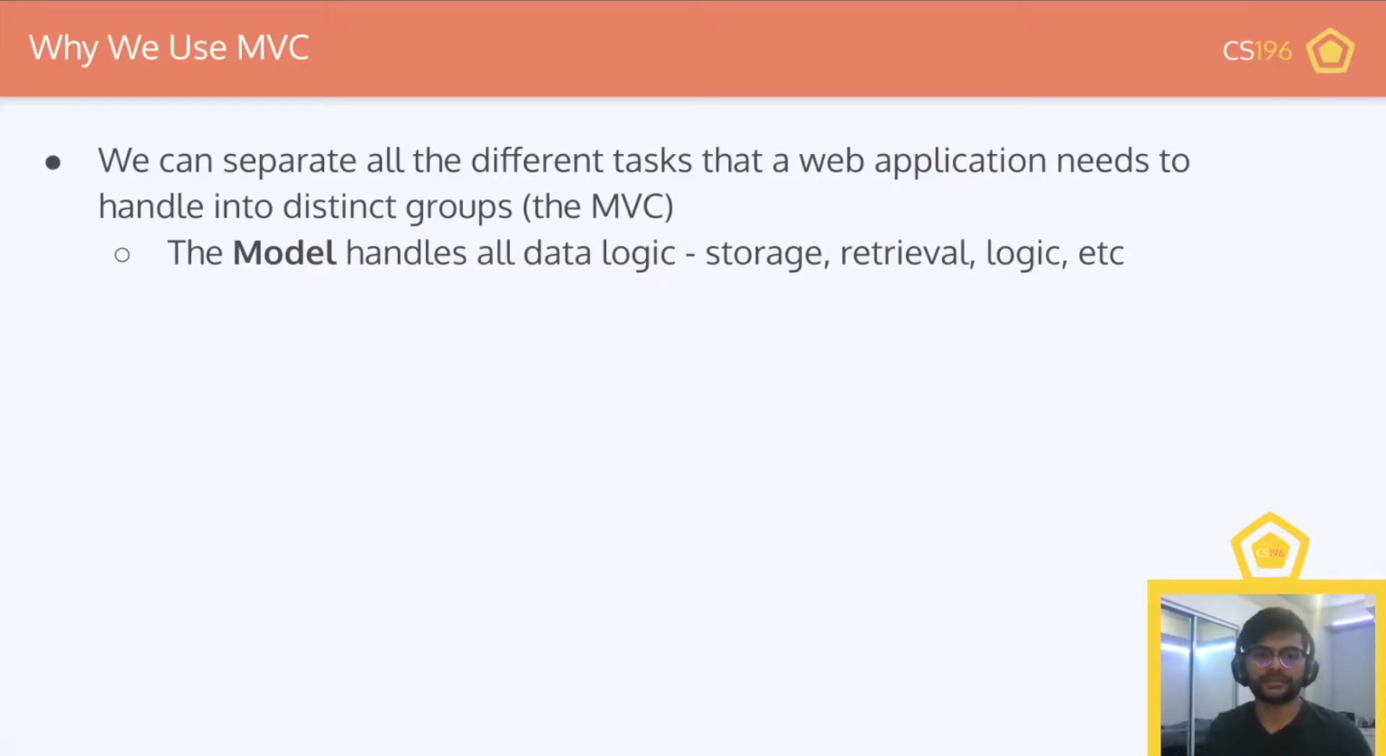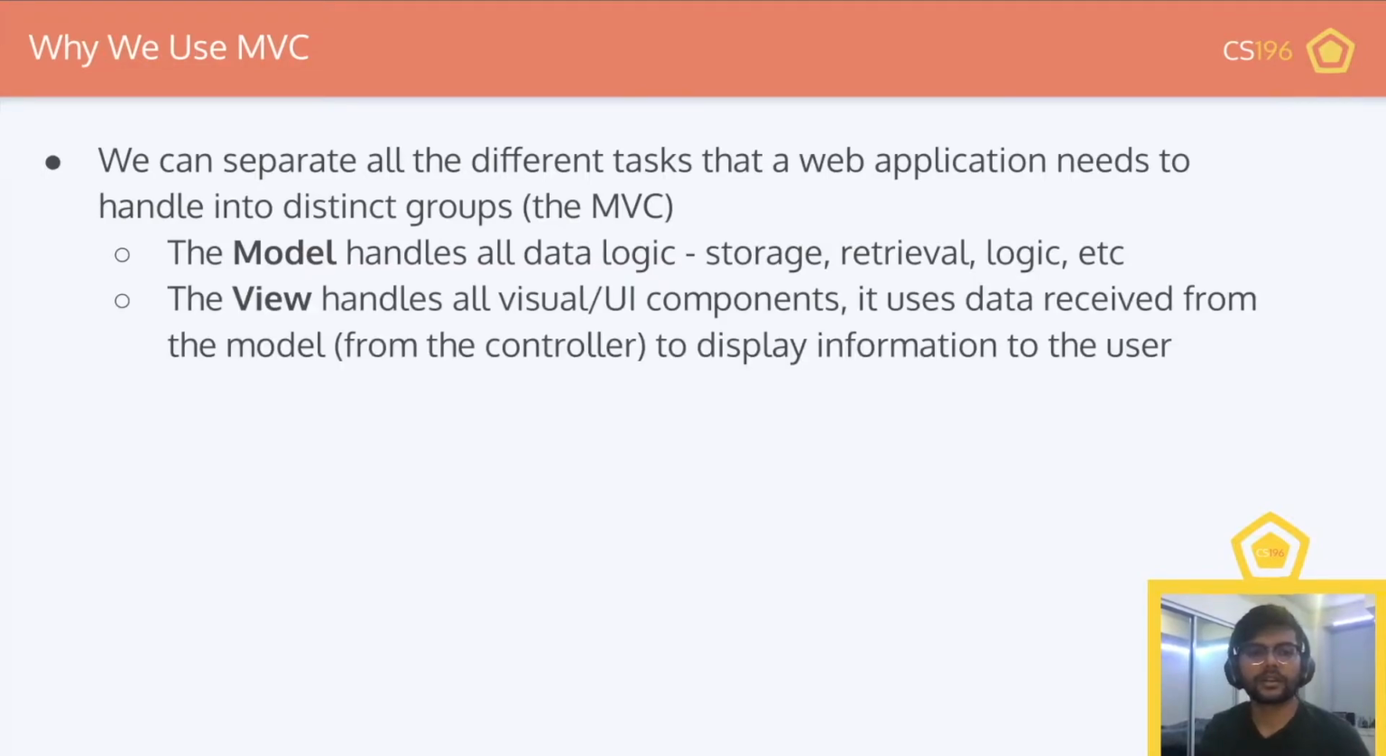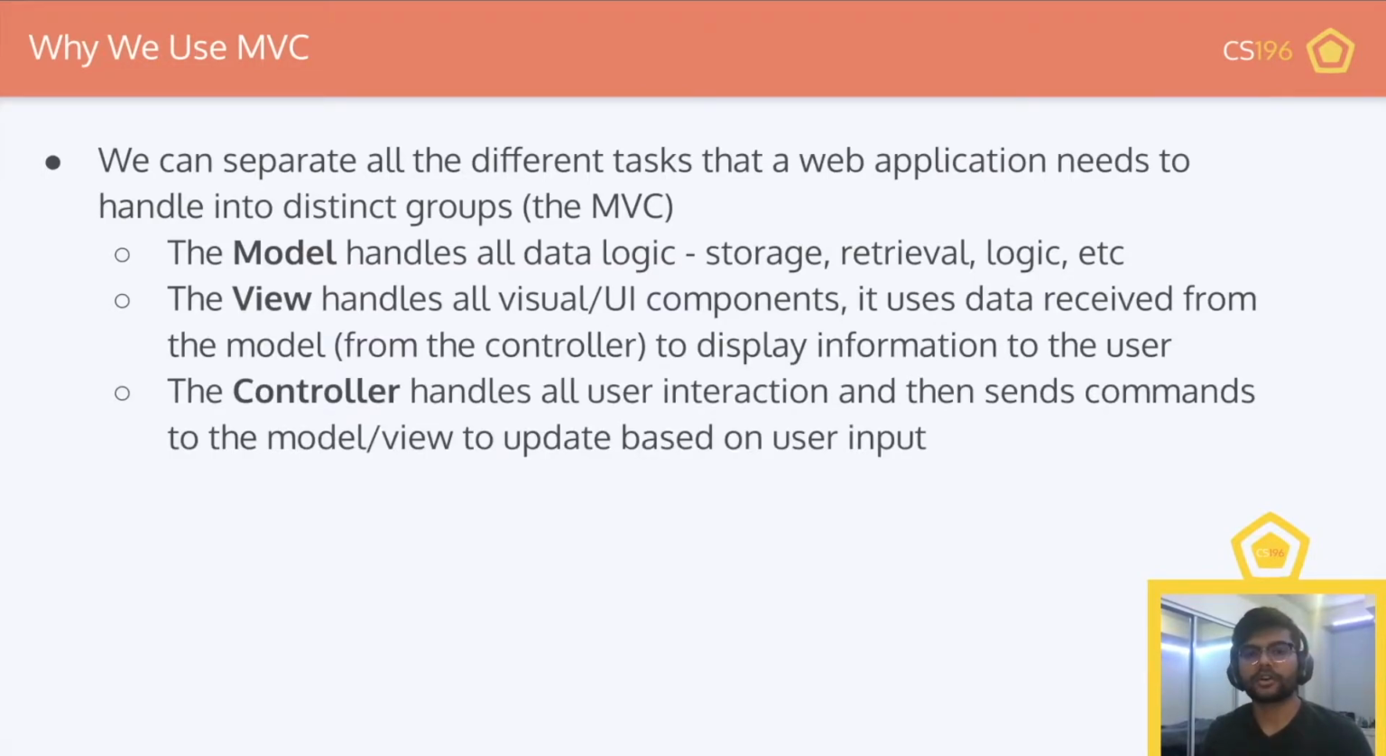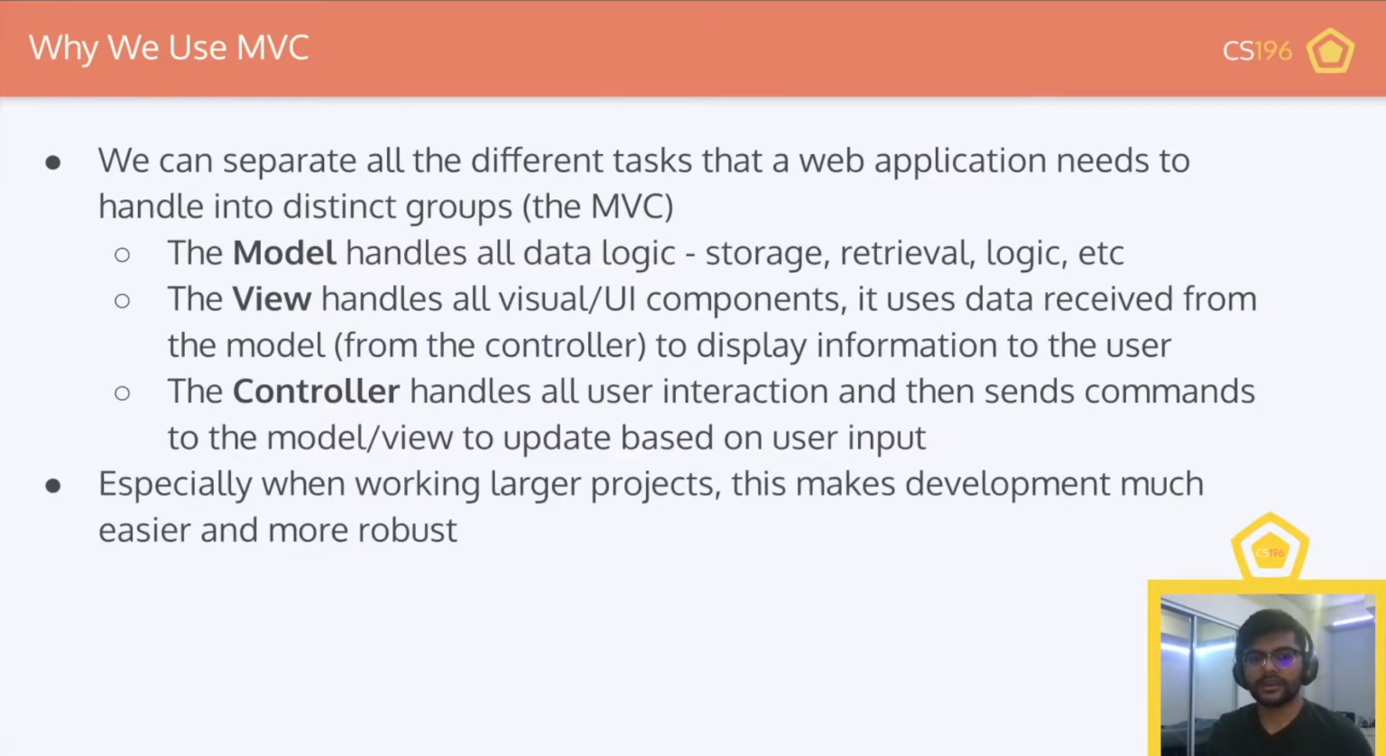So the model, as I said before, handles all data logic, storage, retrieval, etc. The view handles all visual or UI components. It uses data received from the model, so from the controller, so model, controller, back to the view, to display information to the user. And finally, the controller handles all user interaction and then sends commands to the model or view to update based on user input. Especially when working on larger projects, this makes development much easier and more robust.